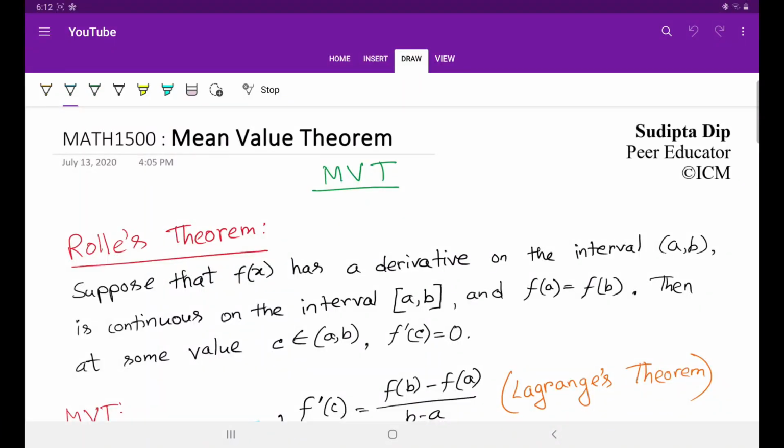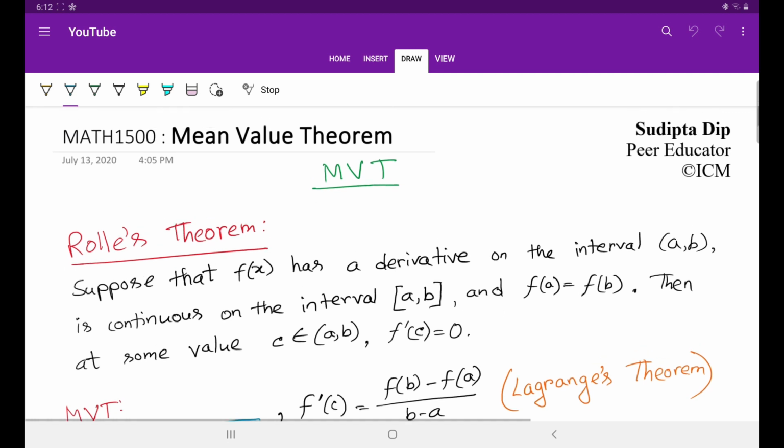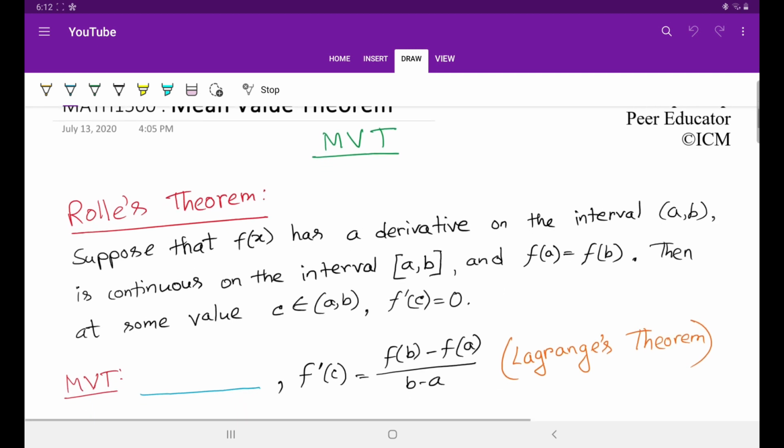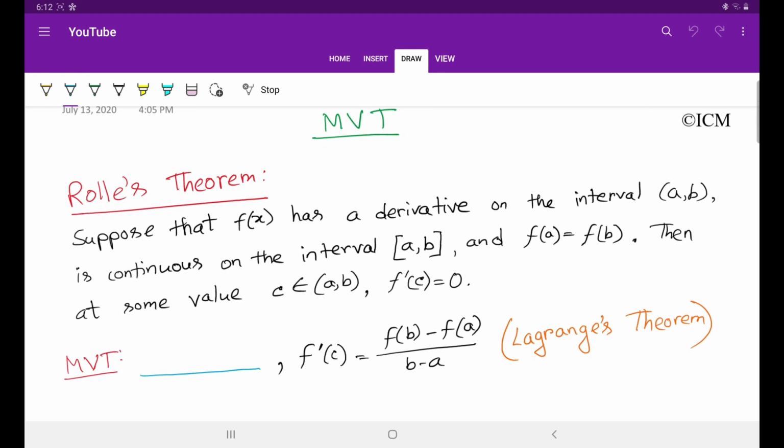I am Shrutadip, your peer educator for today, and I will be teaching you Math 1500, and our topic will be the mean value theorem. So without any further delay, let's start. As I told before, our topic is MVT, which is short for mean value theorem. So let's start with Rolle's theorem.